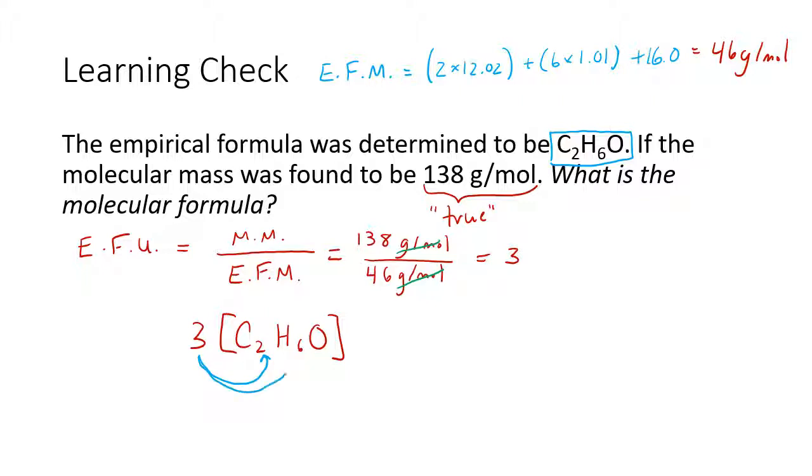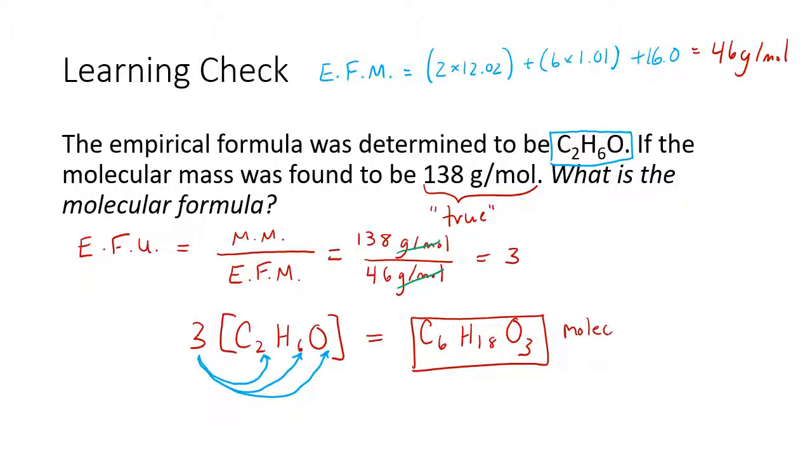So 3 times 2 for carbon, 3 times 6 for hydrogen, and 3 times 1 for oxygen. So that means that our molecular formula is going to be C6H18O3. And that's going to be our true formula for the compound. So the only way we can actually figure out what the molecular formula is from the empirical formula is if we know the molar mass of our true compound.